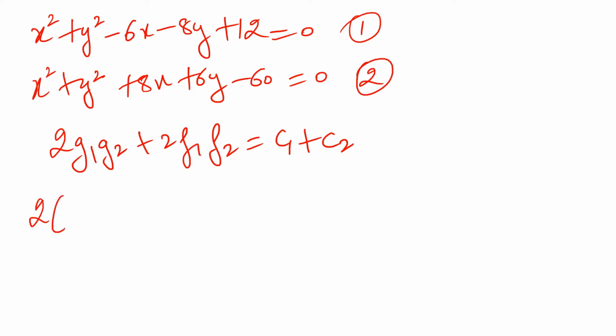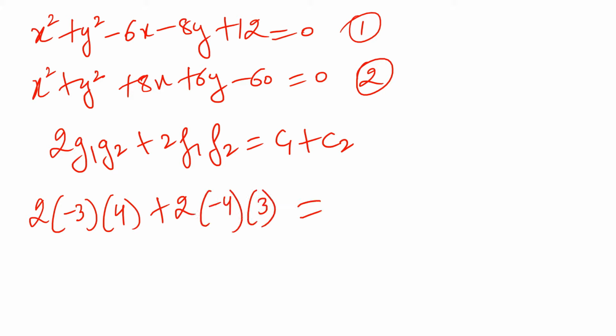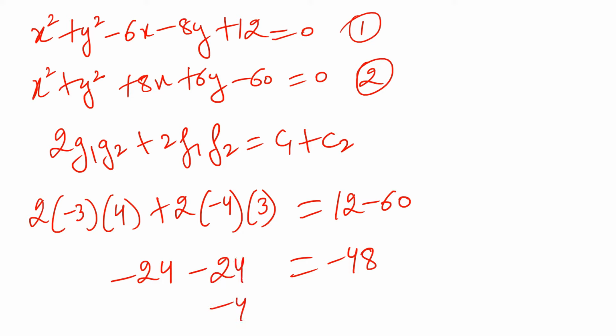Now, this is going to be 2 into minus 3 into 4 plus 2 into minus 4 into 3 equal to 12 minus 60, right? On the right hand side we get minus 48, and here if we do the calculations it becomes minus 24, again minus 24. So clearly minus 48 is equal to minus 48. So that means equation 1 and equation 2, both of these circles are going to intersect each other orthogonally.